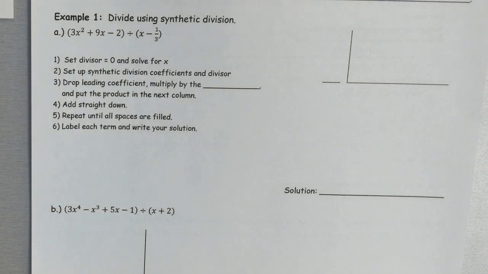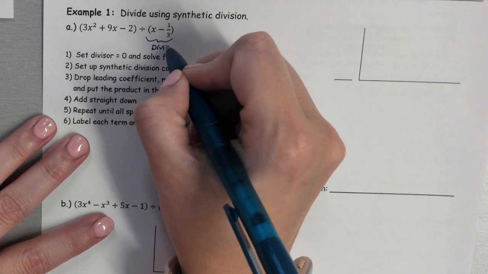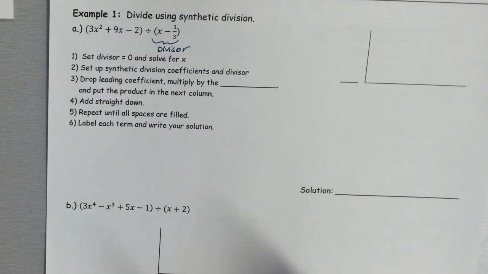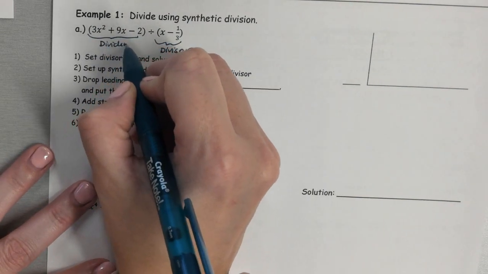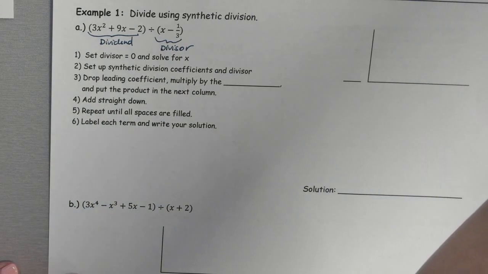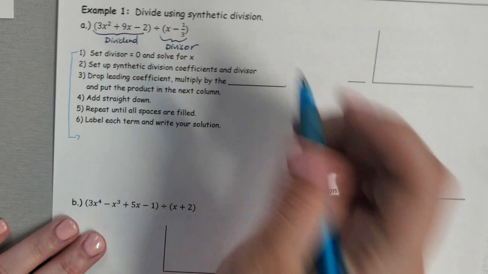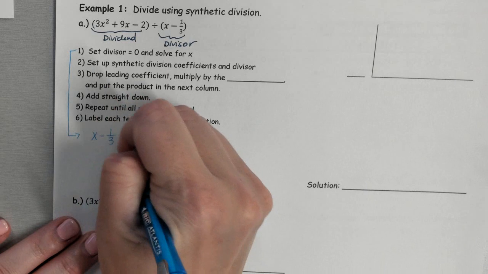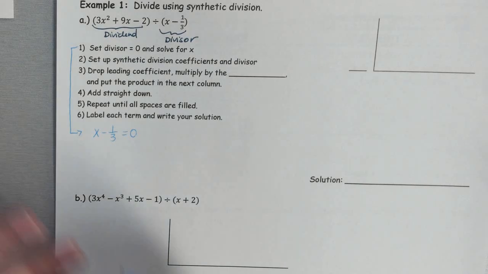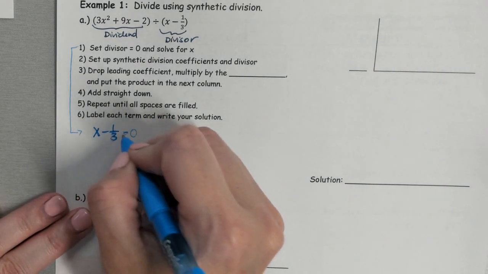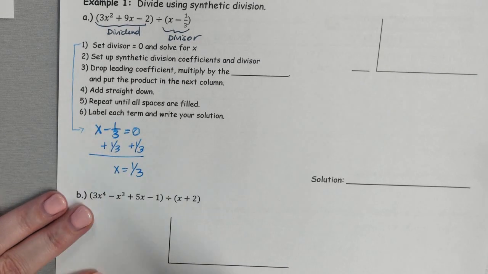Okay, so based on what we did last week, we know that this is the divisor. Do you guys remember what this one here is called? Dividend. Yeah, dividend. Good. Okay, so what we have to do is set the divisor equal to 0 and solve for x. The divisor is x minus 1/3. So if we set that equal to 0 and solve, then we are going to add 1/3 to both sides. X is going to equal 1/3.